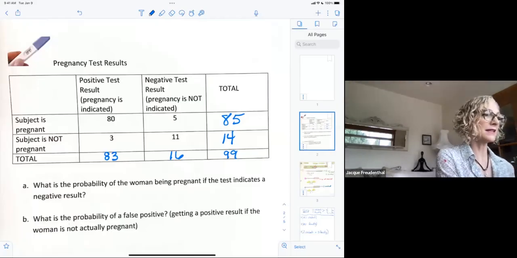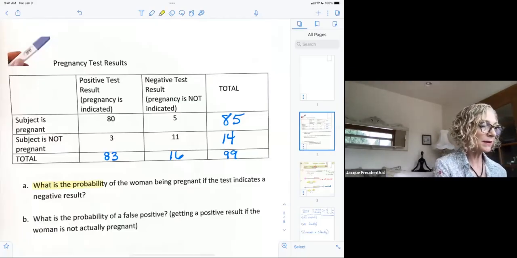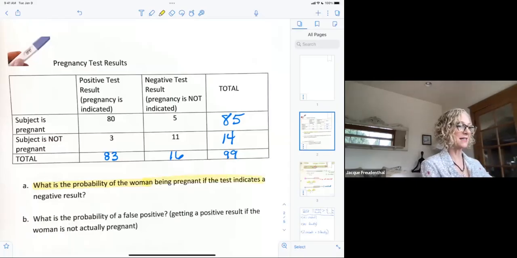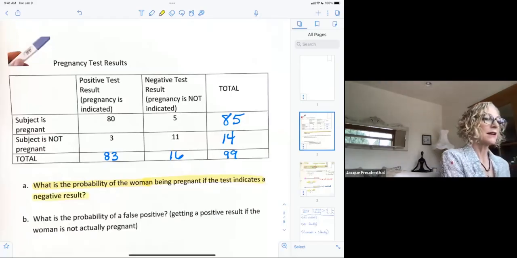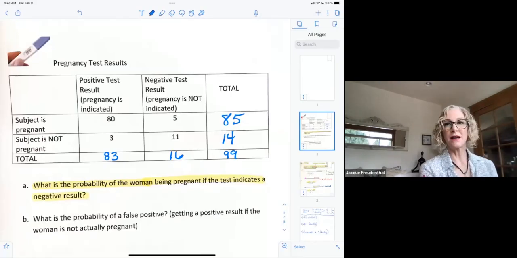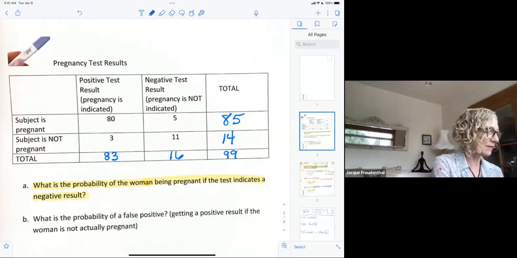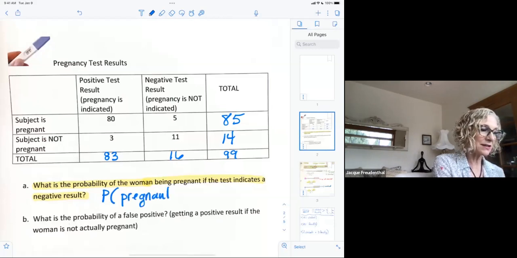Okay, so let's look through these and let's answer these questions. What is the probability of a woman being pregnant if the test indicates a negative result? Okay, so we want to write this with a restriction. What I mean by that is I want to look at the probability that the woman is pregnant, given, so there's a bar, given that it's a negative test result.